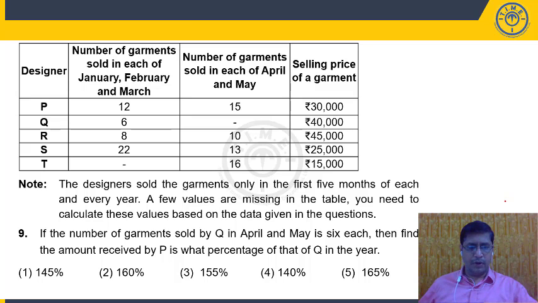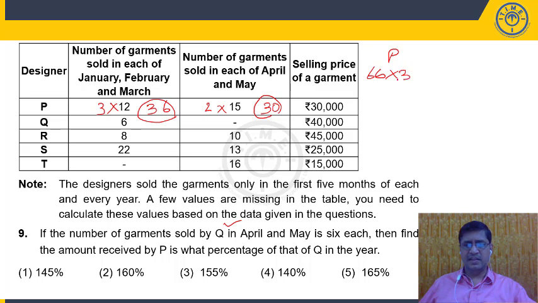If the number of garments sold by Q in April and May is 6 each, then find the amount received by P is what percentage of that of Q in the year. So first of all, find the P value. P value means 3 into 12, it is 36. 2 into 15 means 30. So 30 plus 36, it is 66. So P is equal to 66.